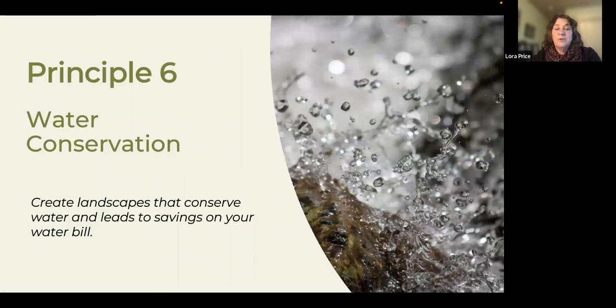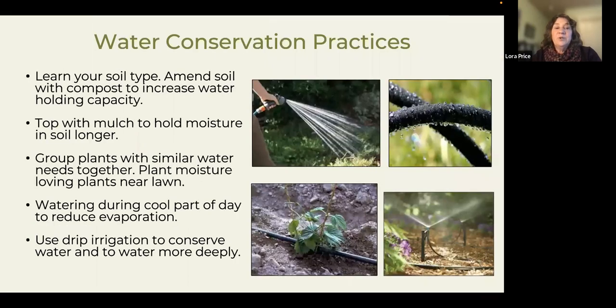Water conservation. We want to create landscapes that conserve the water and lead to savings on our water bill, which, if you live in Portland, is a big portion of your water bill. So of course, the first thing you can do is move more and more to drought tolerant plants. But there's ways you can also conserve water with the watering practices.